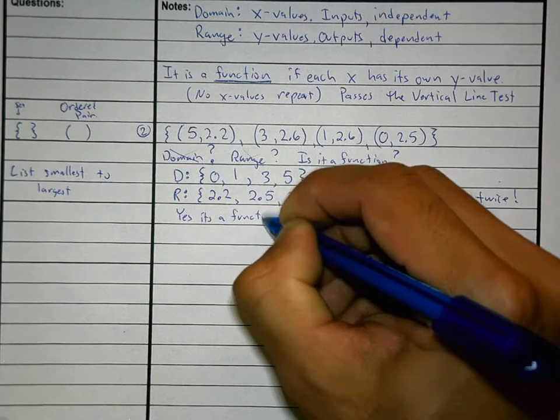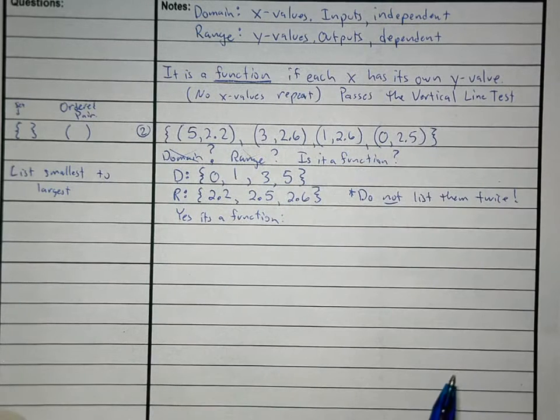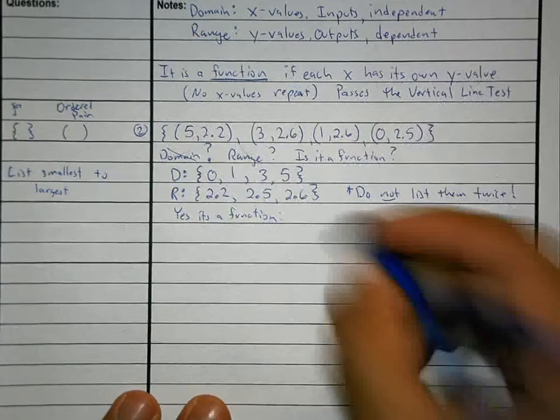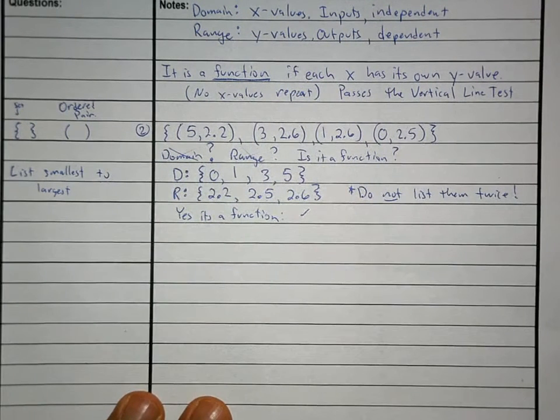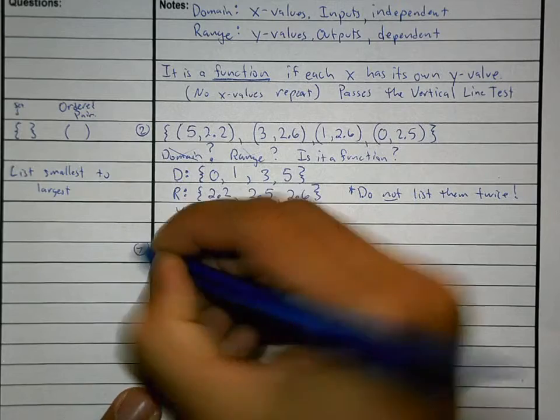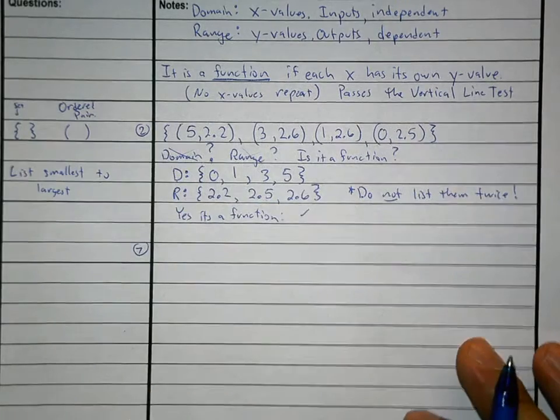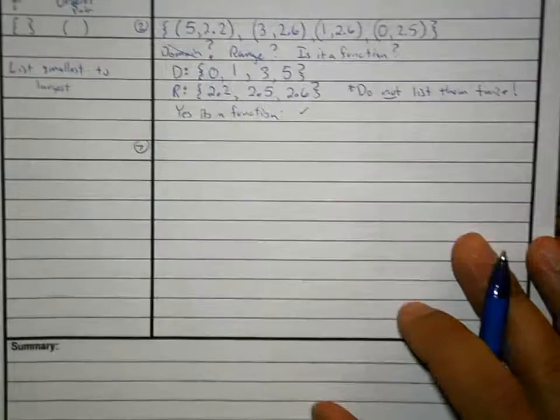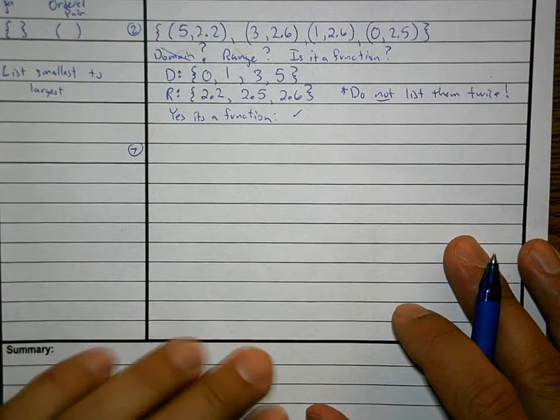Who can tell me why? Rachel. Because none of the x values repeat. That's why. Perfect. Pretty easy question. Now let's go jump to something that looks like number 7. The first 4 questions you have will be like number 2.